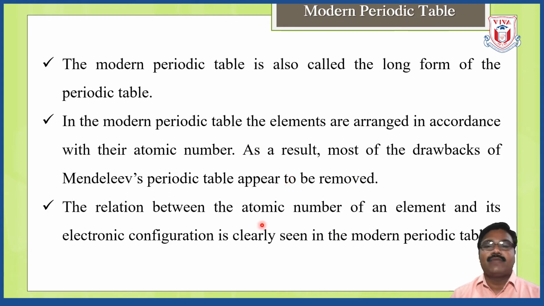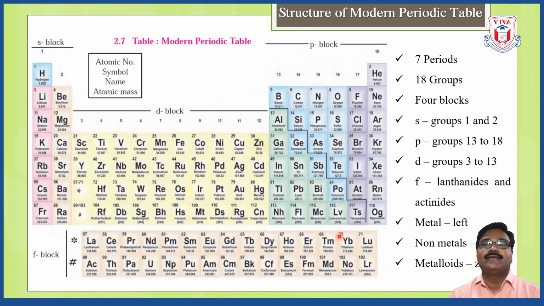The relation between the atomic number of an element and its electronic configuration is clearly seen in the modern periodic table, as atomic number is used to arrange the elements, and there is a relation between atomic number and electronic configuration, and therefore it is clearly seen in the modern periodic table. Now let us see what the structure of this modern periodic table is.